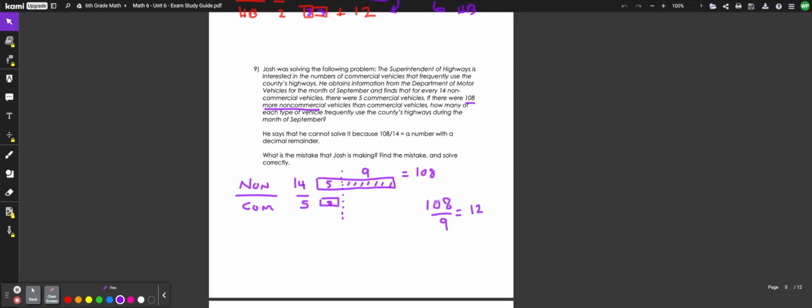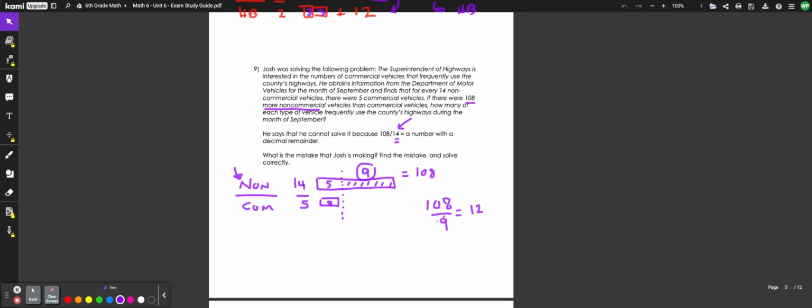Well, the mistake we see that Josh is making is that Josh wanted to divide by the total number of non-commercial vehicles, which was 14. However, we're told that there were 108 more non-commercial vehicles than commercial vehicles. So we needed to figure out what those "more than" non-commercial vehicles would be equal to before we can then figure out the individual pieces of tape. And the mistake Josh was making is that he was dividing by 14, which was the total number, instead of 9, which is the additional pieces of the more than non-commercial vehicles.